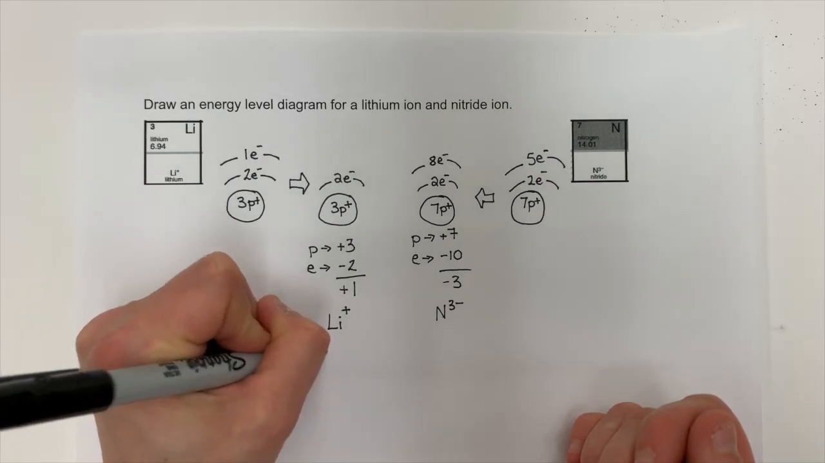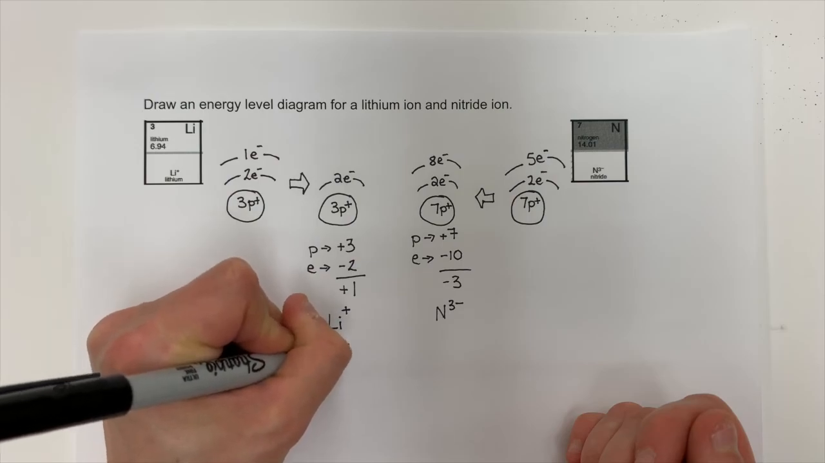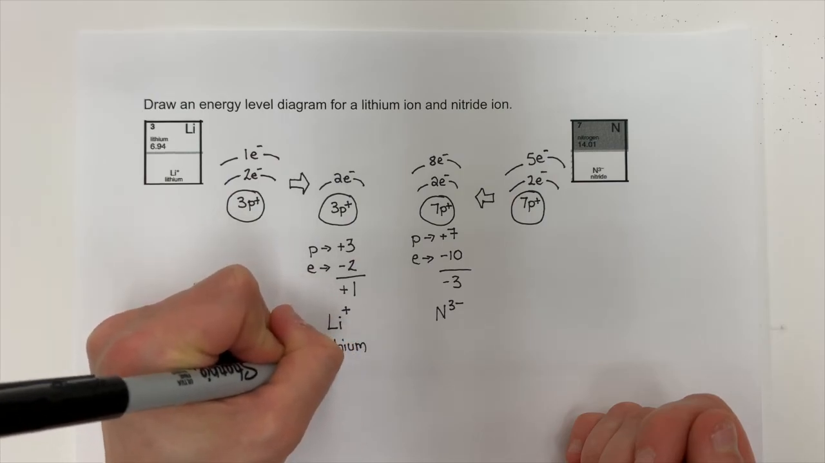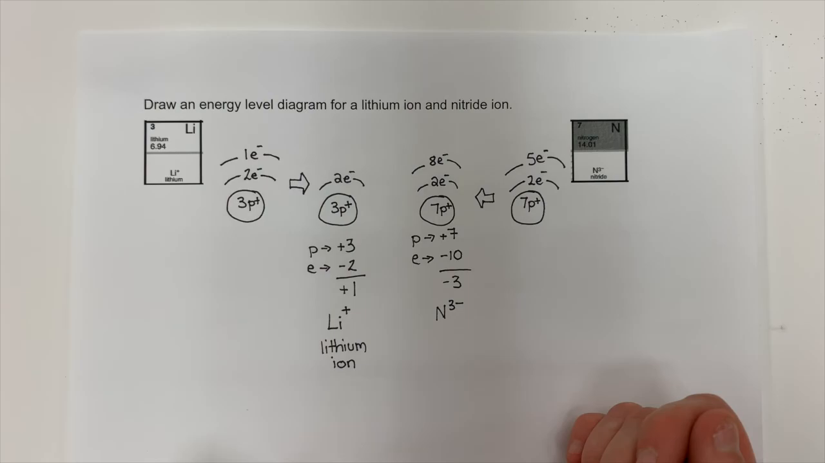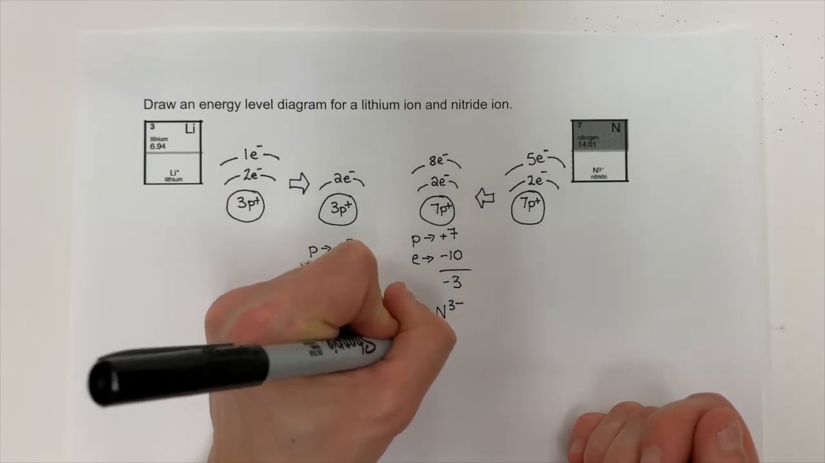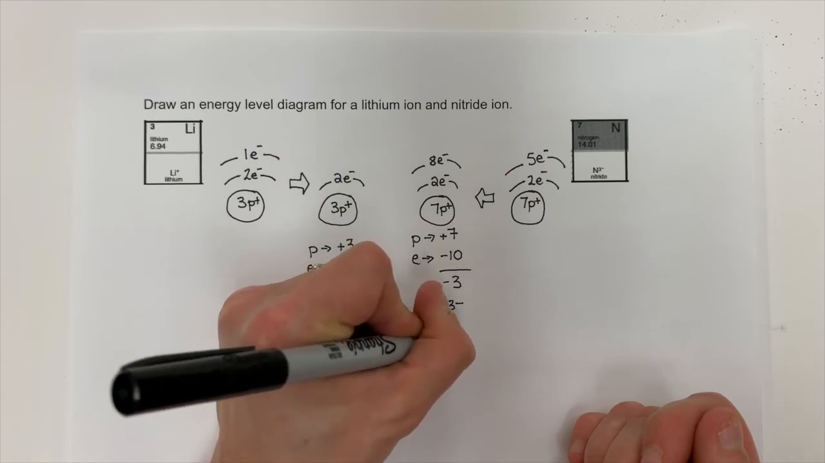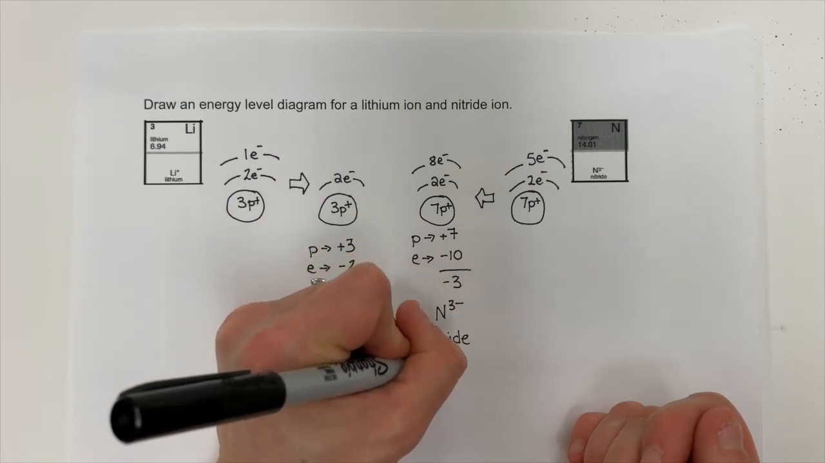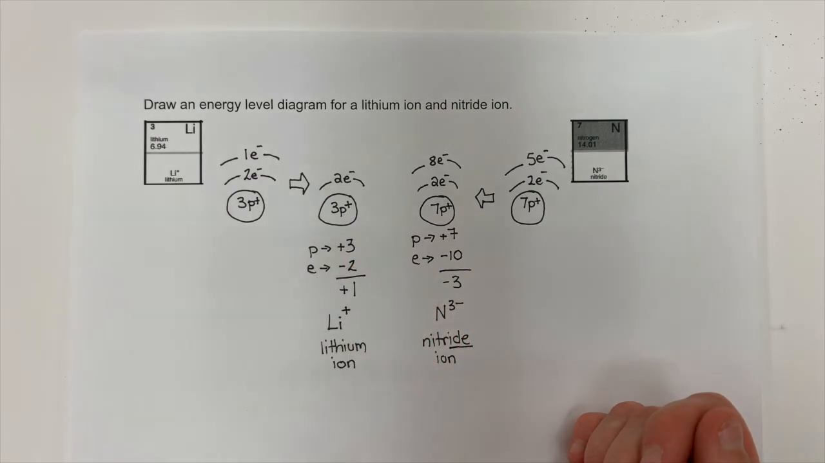So this is a lithium ion because positive ions or cations don't change the ending of their name. And this is a nitride ion because the ending changes to IDE.